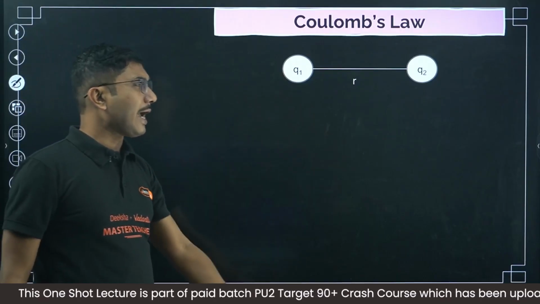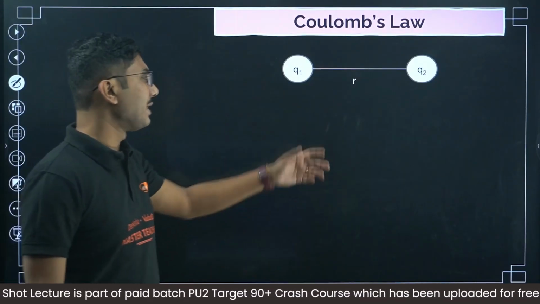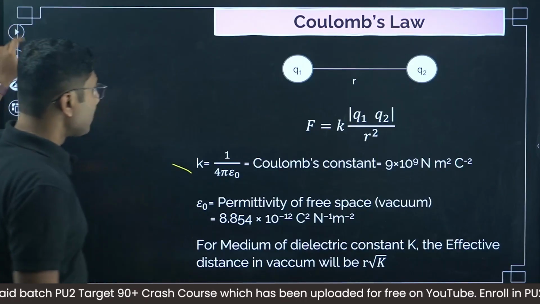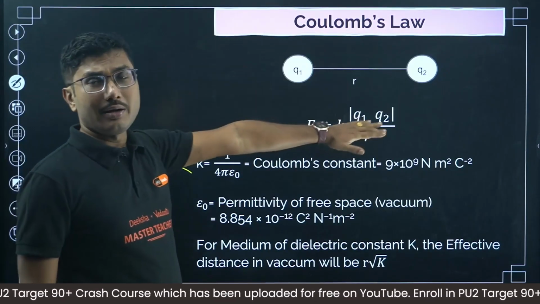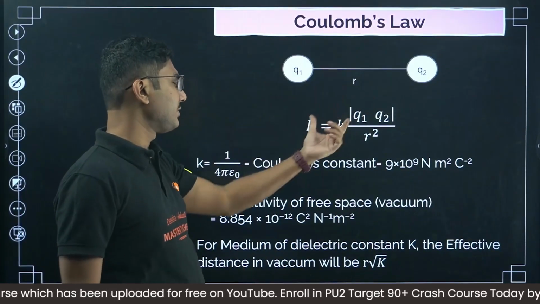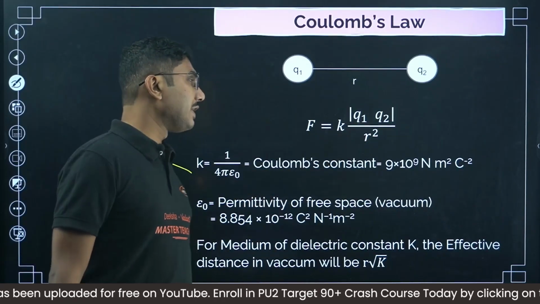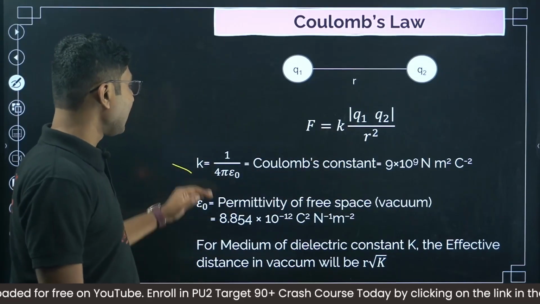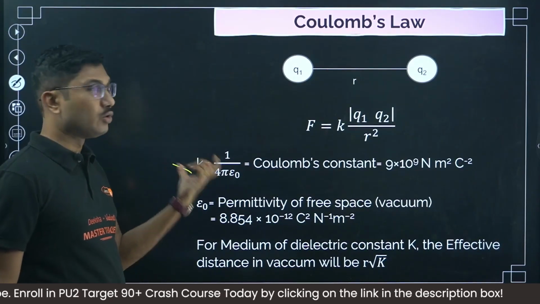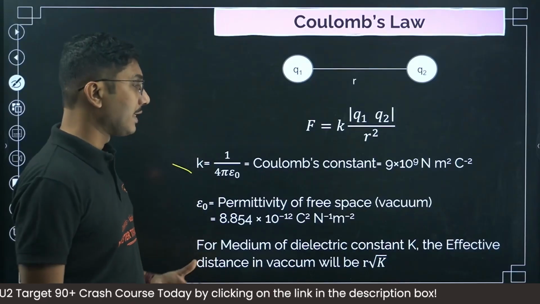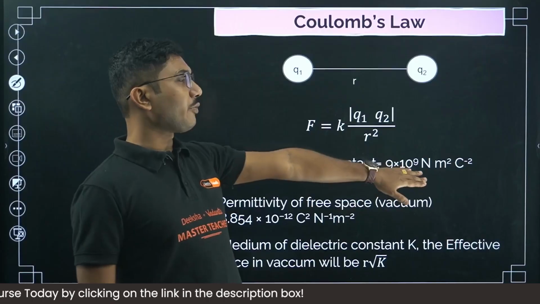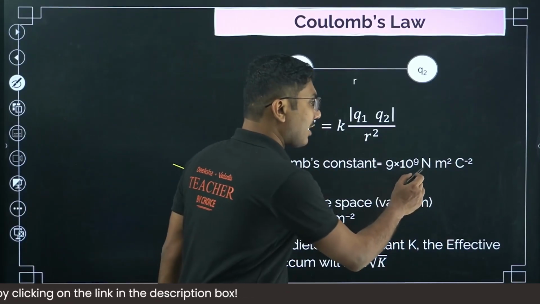So Q1 and Q2, two charges, are separated here by a small distance r, right? Now let's continue. If you write Coulomb's law as a mathematical formula, then the force between two charges is given by K Q1 Q2 divided by r square. Here K is 1 by 4 pi epsilon naught, and this entire term as a whole is called Coulomb's constant. Its value is around 9 into 10 to the power of 9 Newton meter square per Coulomb square. The unit can also be important.